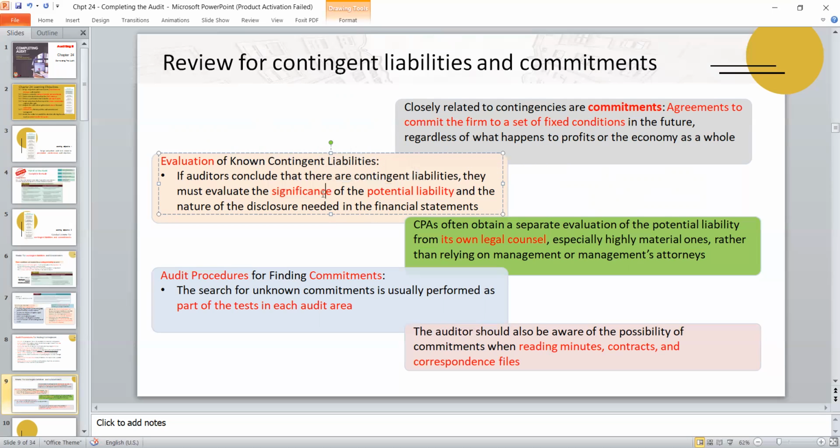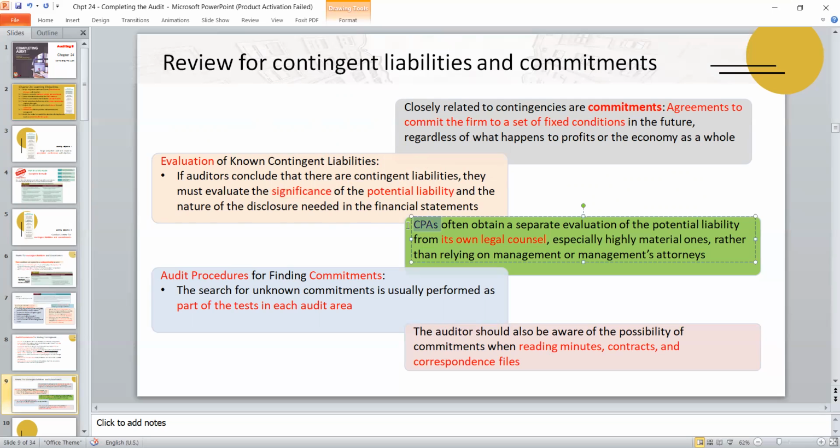Significance means material. Usually we have a measurement of amount, the dollar amount, the rupiah amount. It's material, the potential liability, and the nature of the disclosure needed in the financial statements. Okay, for the contingent liability, we have an evaluation of the significance, the materiality.